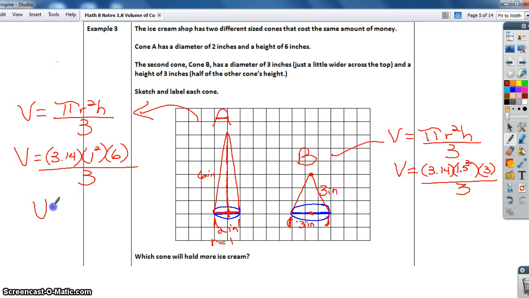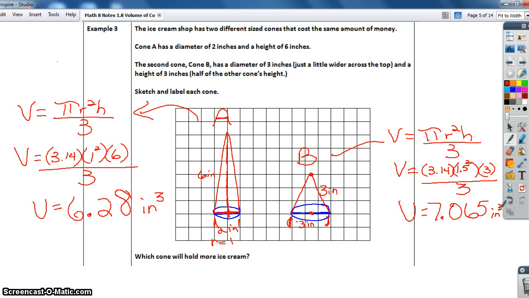So what is this divided by 3? What do you get for an answer? 6 point what? 28, good. Inches cubed. And what do we get over here? Volume equals 7 point, what'd you get for that one? 7 point what? 64 thousandths. Nice, 64 thousandths. 64 or 65? Did you guys round it? 65 thousandths. And that's inches cubed as well.